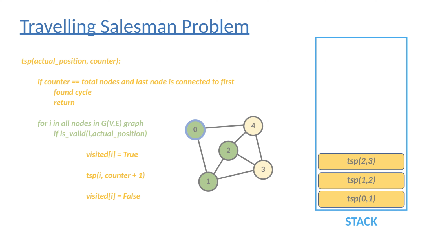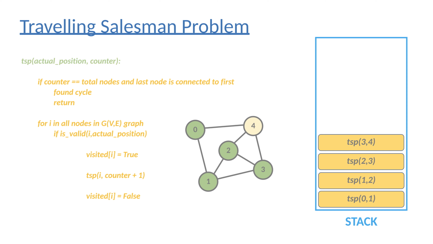The 0 is not good because it has already been visited. Vertex 1 has already been visited. Vertex 2 has already been visited, but vertex 3 is a valid vertex because it is unvisited and there is a connection between the actual vertex and vertex with index I. So we consider it to be visited and we call the traveling salesman problem recursively with I and counter plus 1.